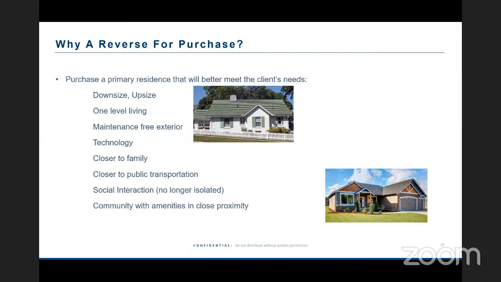And then social, but we don't want people to be isolated. And if I can't drive and I can't get somewhere, then I could become isolated. And perhaps they want to move to a community where there are amenities in close proximity, so they don't have to drive long distances to get to the activities that they want to participate in.